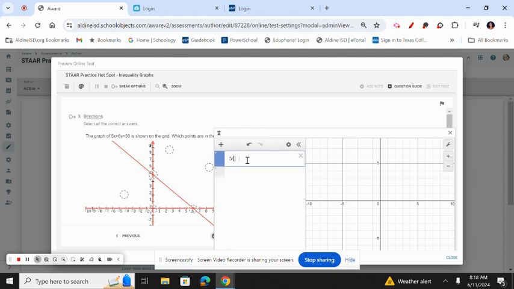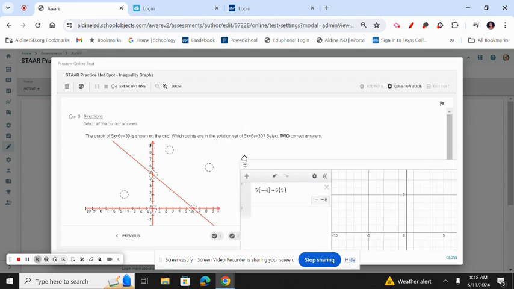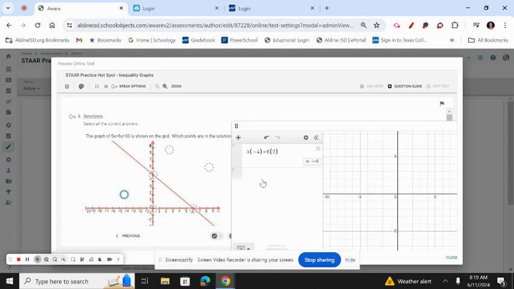So 5 times negative 4, plus 6 and 2. Is that less than 30? Yes, it is. Alright, then we do the other one. 5 times 0, plus 6 times 0. Is that less than 30? Yes, it is. And so I select those 2.